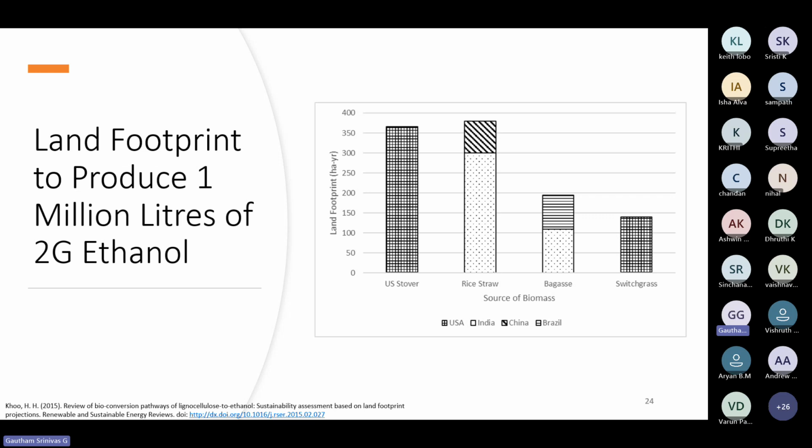And similarly, bagasse is very similar. In fact, it's almost 50-50 between India and Brazil, but India is slightly higher. That's still okay. And you have the switchgrass, which has the lowest land requirement of any of the four crops, about 150 hectares. Oh, but this is also lower, about 120 hectares. This is another 100 hectares. Okay, less than 100 hectares.